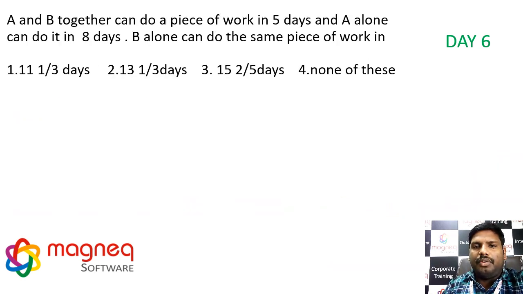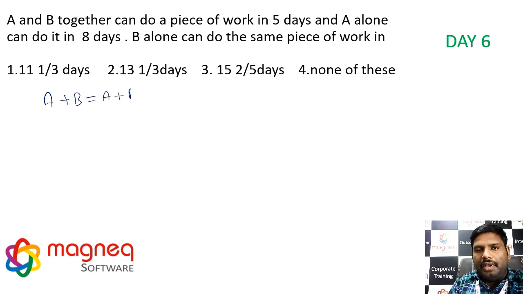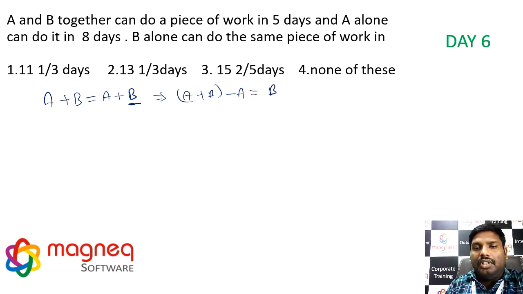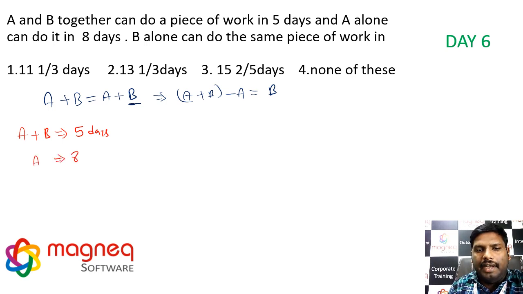A and B together can do a piece of work in 5 days, and A alone can do it in 8 days. B alone can do the same piece of work in how many days? So we know A plus B. We want only the B value. Then A plus B minus A equals B. We have to find out only the B value. So given information: A and B together can do a work in 5 days, and A alone can do it in 8 days.